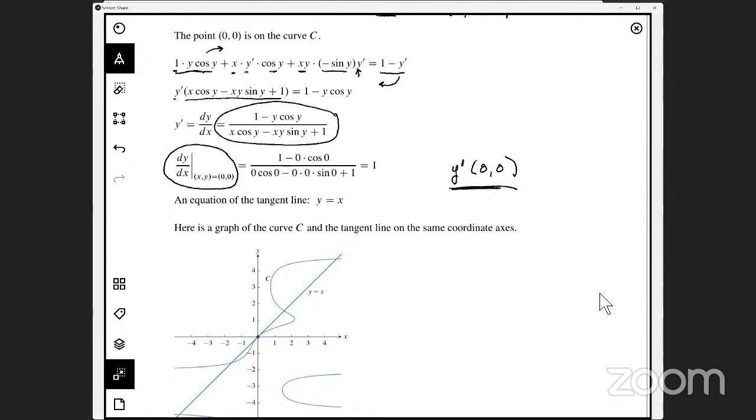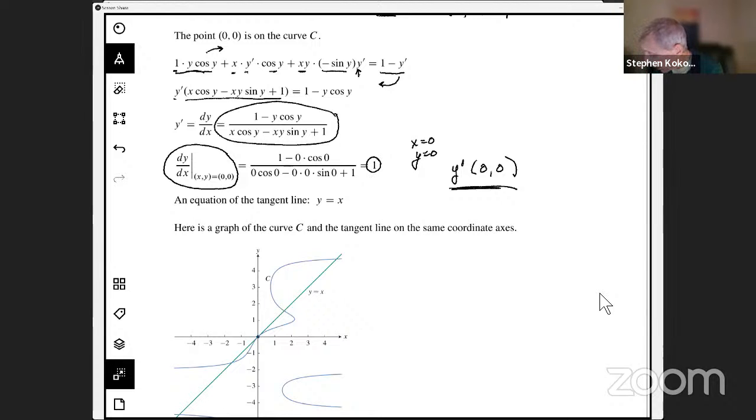All right, I'm going to evaluate this expression where x is equal to 0, and where y is equal to 0, and a lot of good things happen here. There's a lot of cancellation, and I find that the slope is equal to 1. And so that means an equation of the tangent line is just y minus 0 is equal to 1 times x minus 0, or just y is equal to x. And that looked awful at the very beginning, but it turns out very nicely.